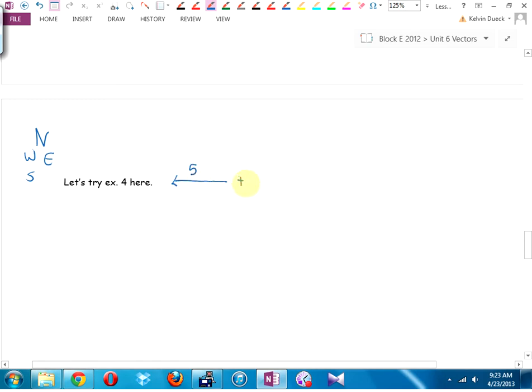plus, what was the second displacement that they gave me? 8 north. That's why it says let's try example 4 here. I just drew 5 west about that long. I'll draw 8 north longer, not quite twice as long. I want to be roughly to scale, so that my picture doesn't scare me if I find an answer that doesn't match my picture. 8 north, about like that. By the way, Dylan, I'm coming back to you for the rest of the units. Are you ready? How do you add two vectors together? Draw them. So here's what this means. Equals.